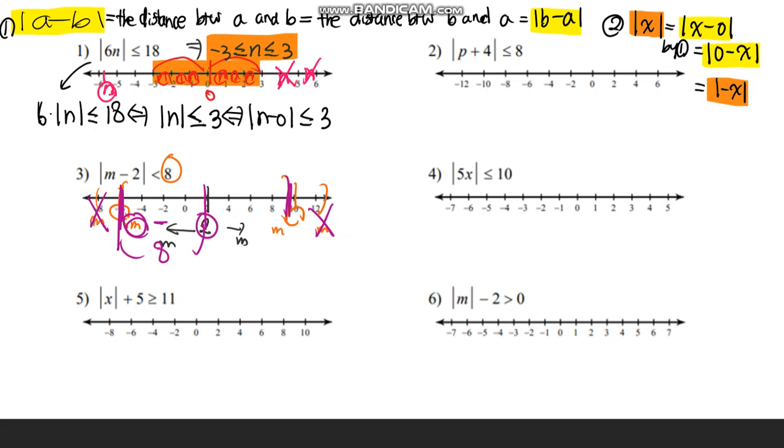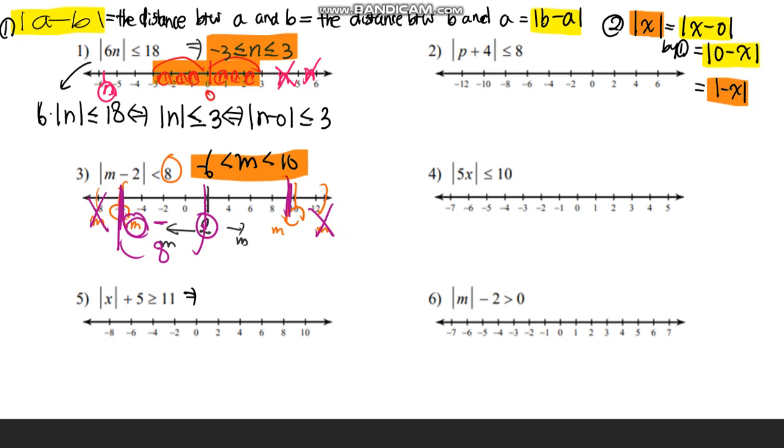Therefore, the answer here is m is in between -6 and then here it is 10. Oh, no. There's no equal sign here. There's no equal sign here. So this is the answer. The answer is this. Okay. Next problem.